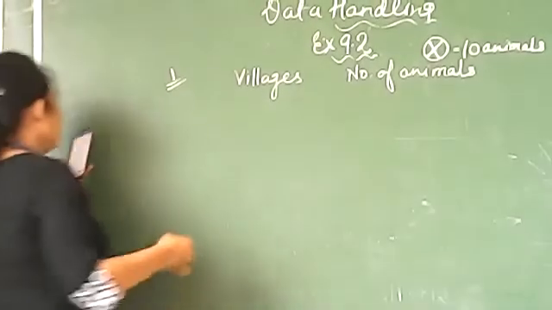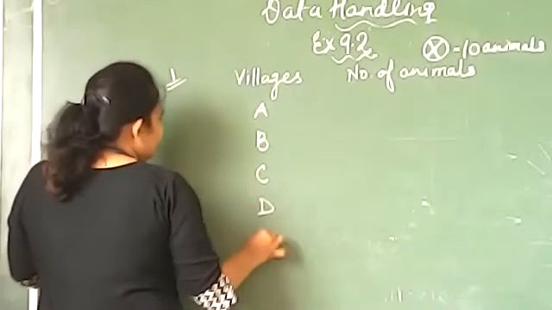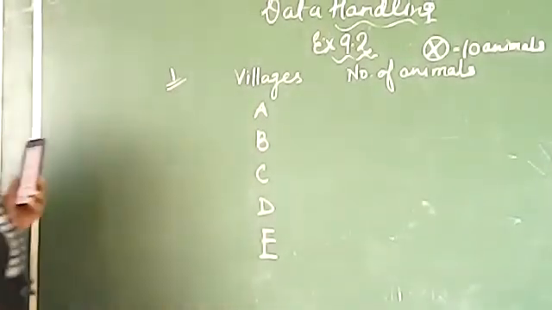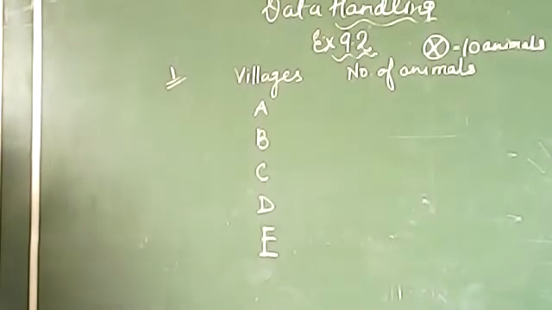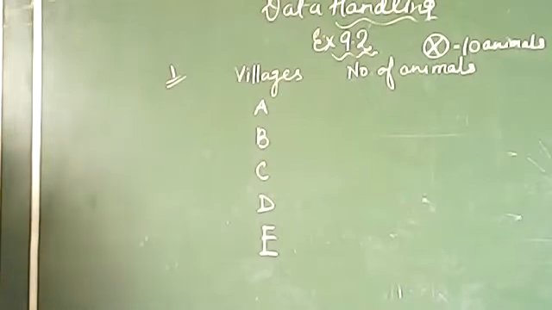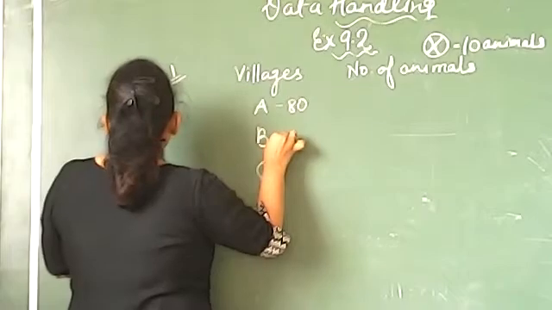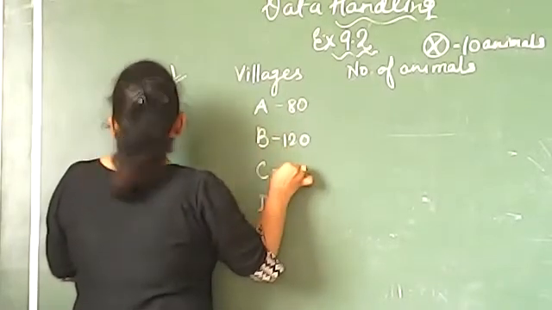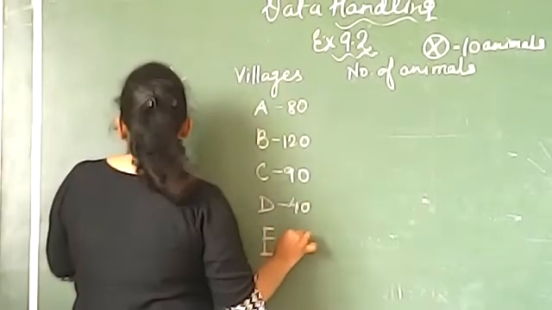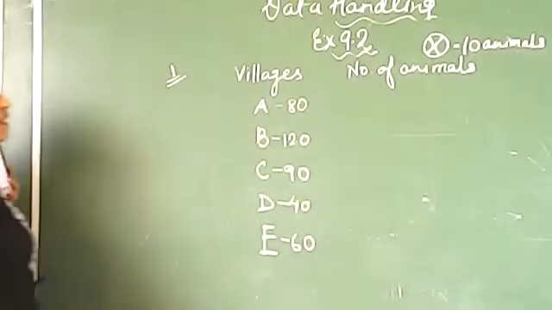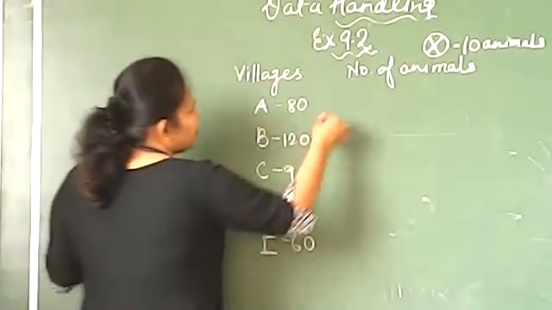Now let's note down the names of villages. We have village A, village B, village C, village D and village E. So we have total 5 villages. Now let's understand their number of animals. So village A has 80 animals. So 80 animals का मतलब हुआ बेटा, you are knowing we are talking about this is 80, this is 120, this is 90, this is 40 and this is 60. So we have been given the number of animals as well. So now let's represent them in the form of pictures. So this is 80 now.